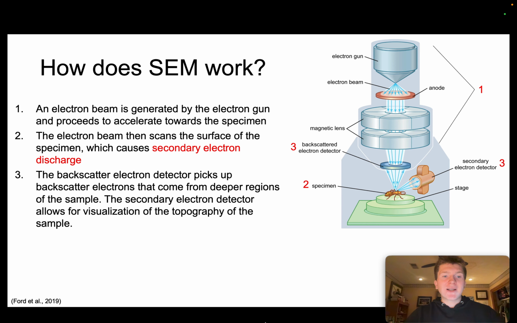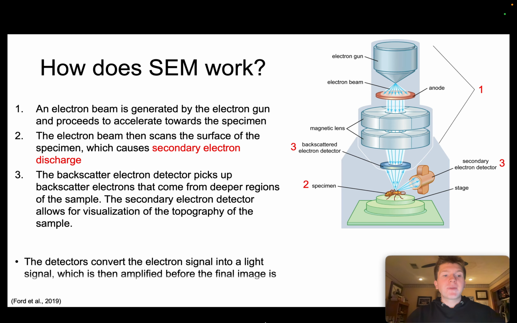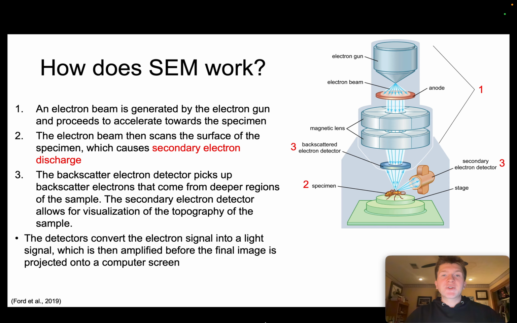The backscatter electron detector picks up the secondary electrons that come from deeper regions of the sample, and the secondary electron detector picks it up from the surface of the sample for visualization of the topography of the sample. The detectors then convert the electron signal into a light signal, which is then amplified before the final image is projected onto a computer screen.